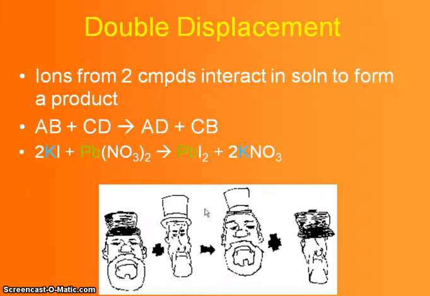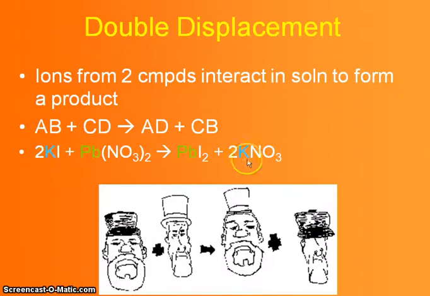The last type of reaction is a double displacement, and that is where you've got two compounds as your reactants and then you'll produce two compounds. So the two compounds that you start with are basically going to flip cations. So A and C here will switch partners. So now A and D will combine and B and C will combine.